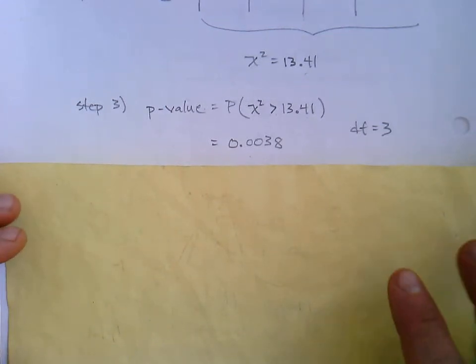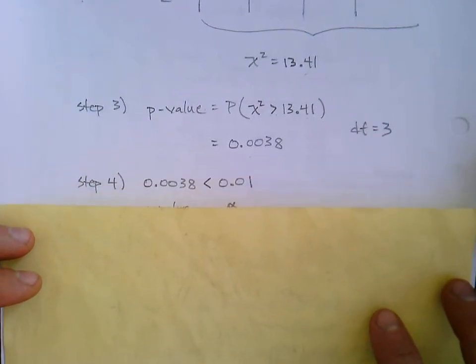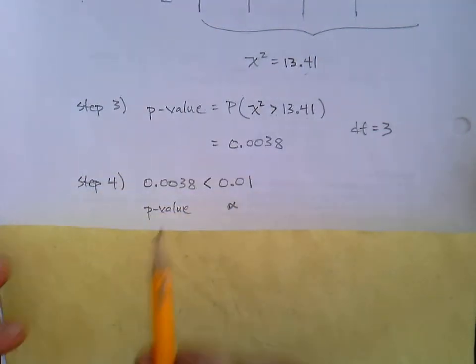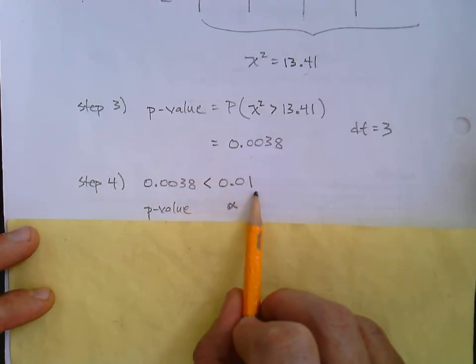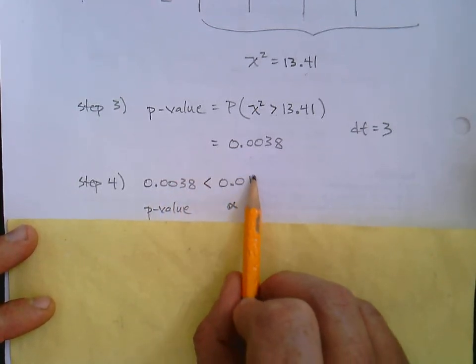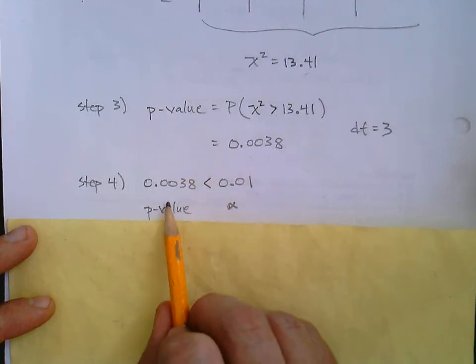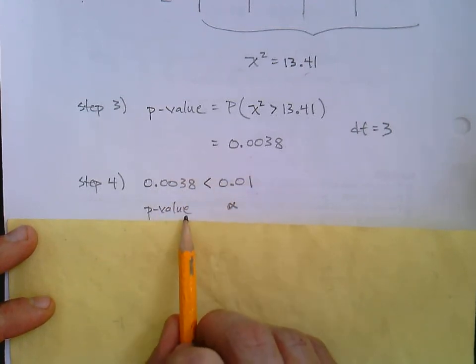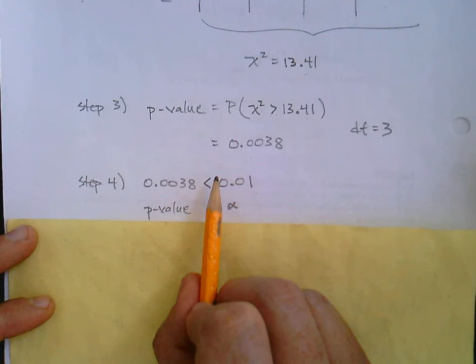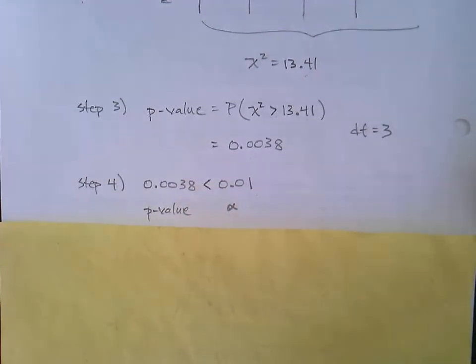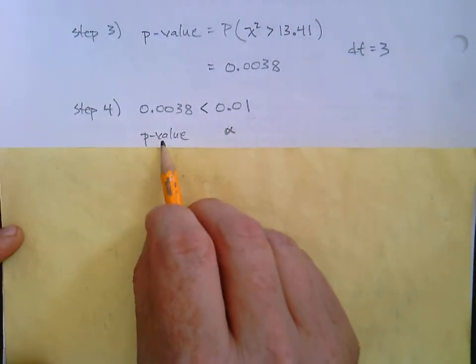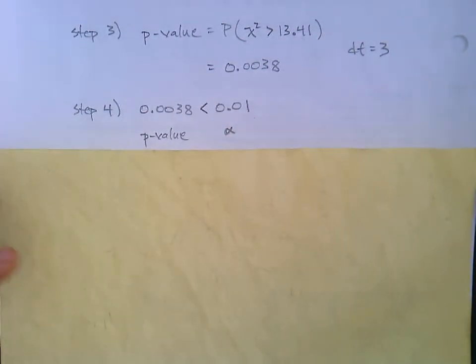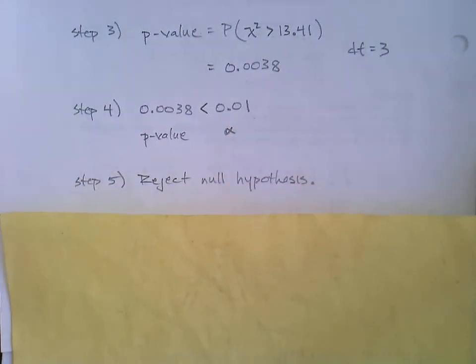Okay. And then we'll go on, and I've already got this filled out. A p-value of 0.0038. We had our alpha at 0.01, which is a small alpha, right? But still, that p-value is very tiny, much smaller than our alpha. So we put a less than there. And we're wrapping this up pretty fast. If our p-value is smaller, alpha is bigger. What does that mean? In step 5, we reject the null hypothesis.